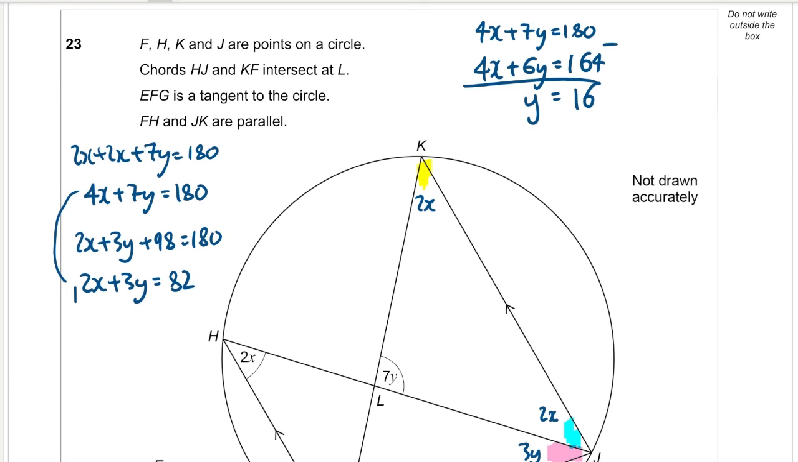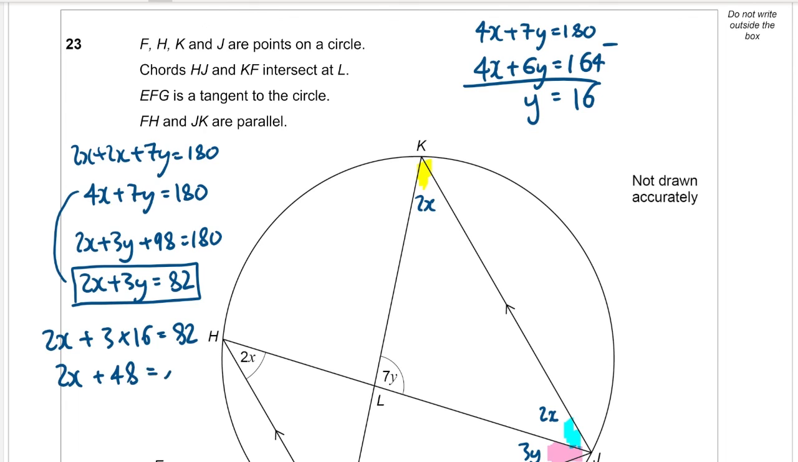We will then substitute back into this equation here to get that 2x plus 3 times 16 is equal to 82. And we know that 3 times 16 is equal to 48. So therefore 2x is equal to 34, which means x is equal to 17, and we are done.